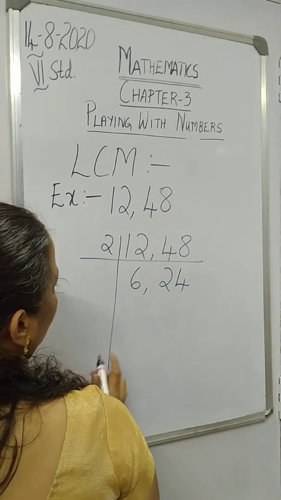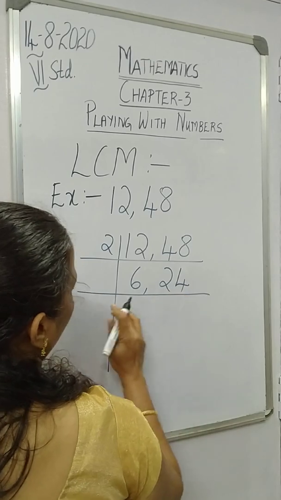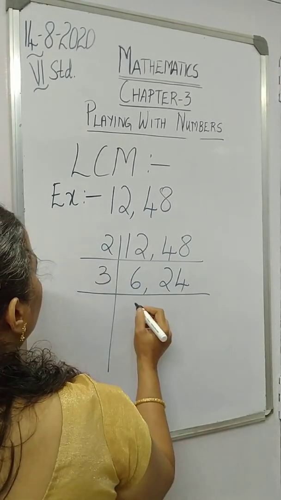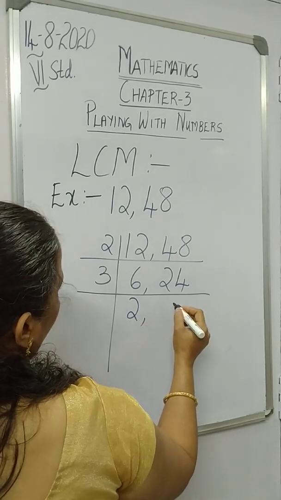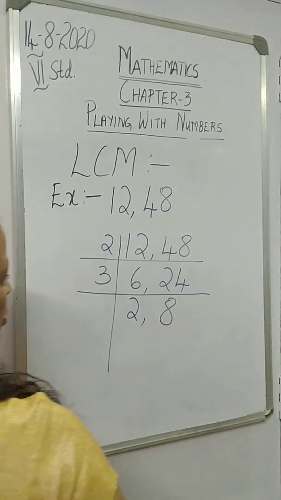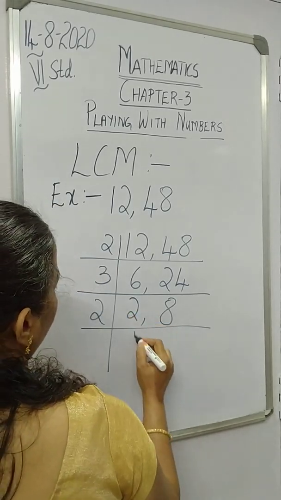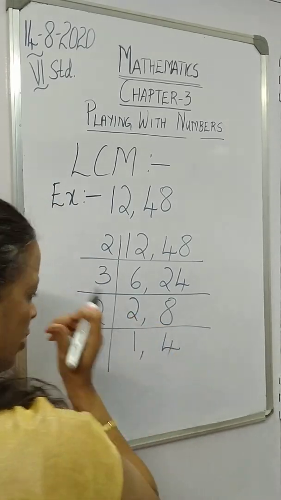In which table do you get them? You get them in the 2 table, also in the 3 table. Now, we will use the 3 table. 3 2s are 6 and 3 8s are 24. Now, where do you get 2 and 4? We get them in the 2 table, 2 1s and 2 4s.